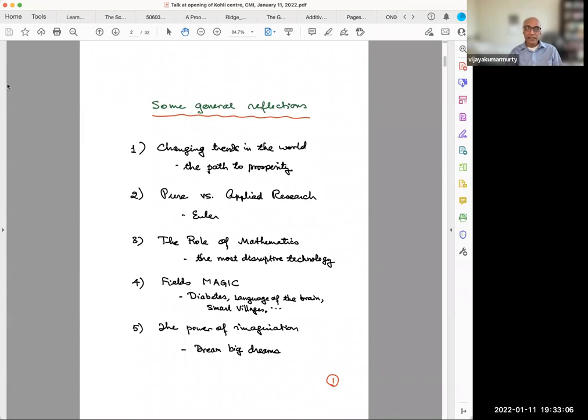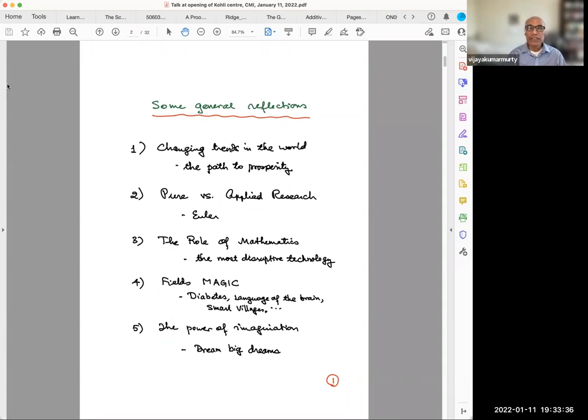I thought I'd start off with five general reflections. I put them right at the front, partly because, as I said, this is an important occasion, what you are embarking on, the starting of this new center. And I think it deserves some reflection on its own. The other reason is, in case you get bored of the talk early on, as soon as I get into the math, just take note of these five points and think about them for the rest of the hour, and you'll be fine.